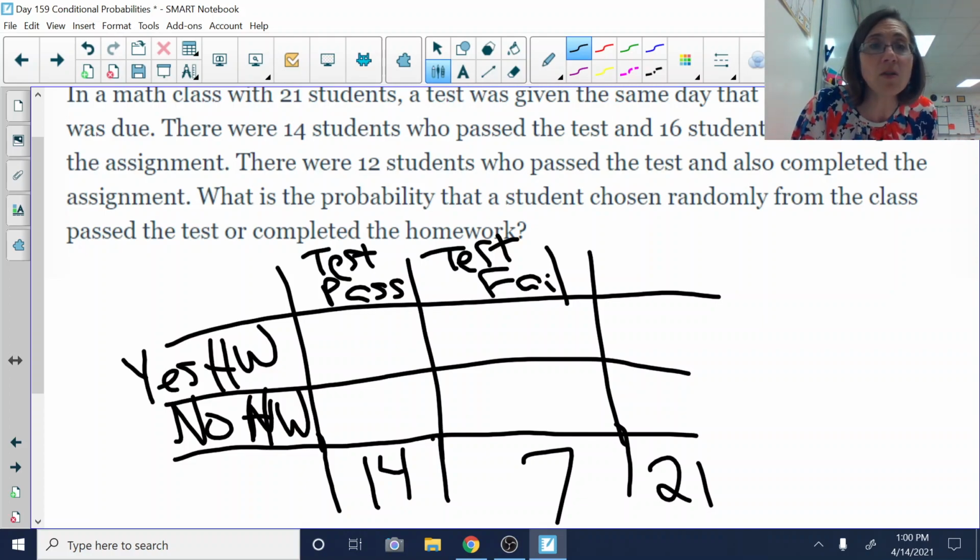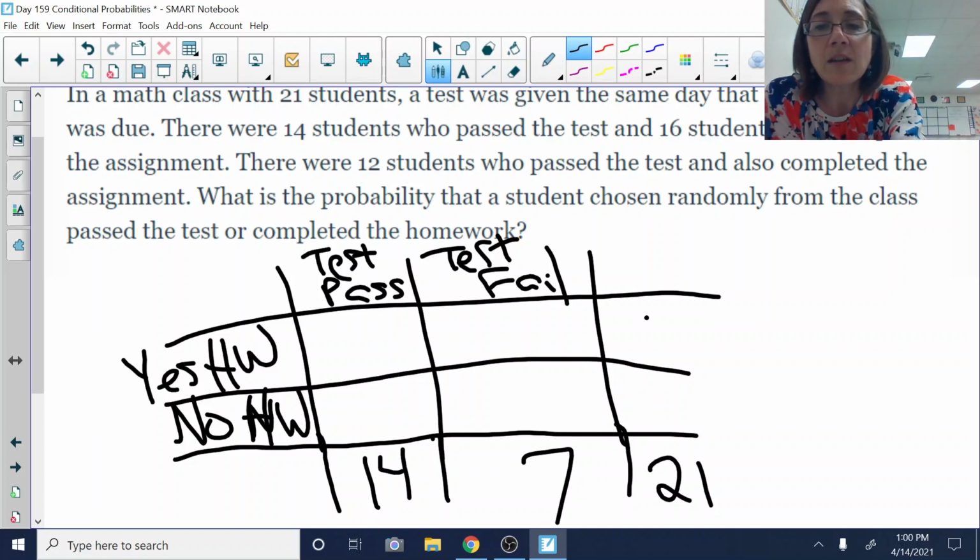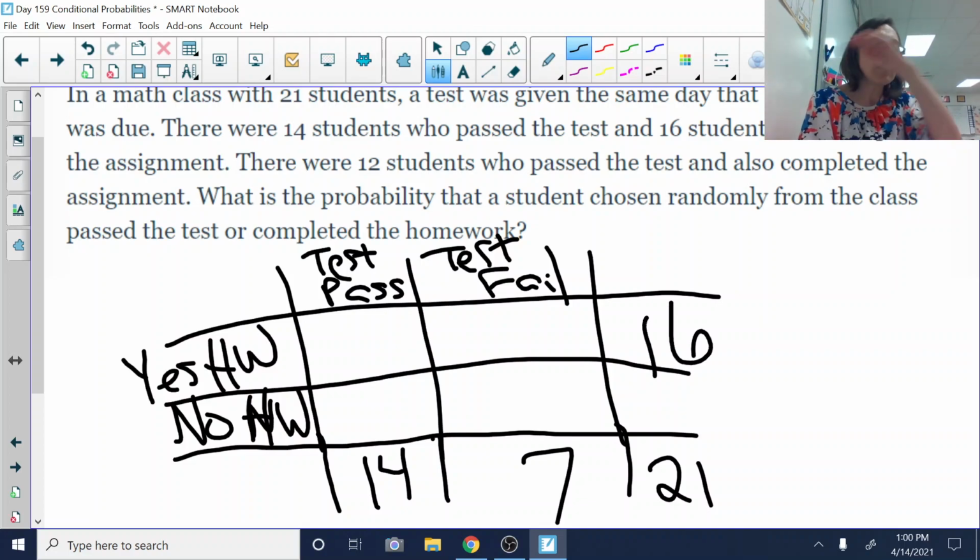There are 16 kids who completed the homework assignment. So the homework is going across in our rows. And 16 of them said, yeah, I did it. So that 16 is going to go right here. So if I add the 2 numbers in that row, I'm going to get a 16. Is that enough for you to know how many kids didn't complete the homework?